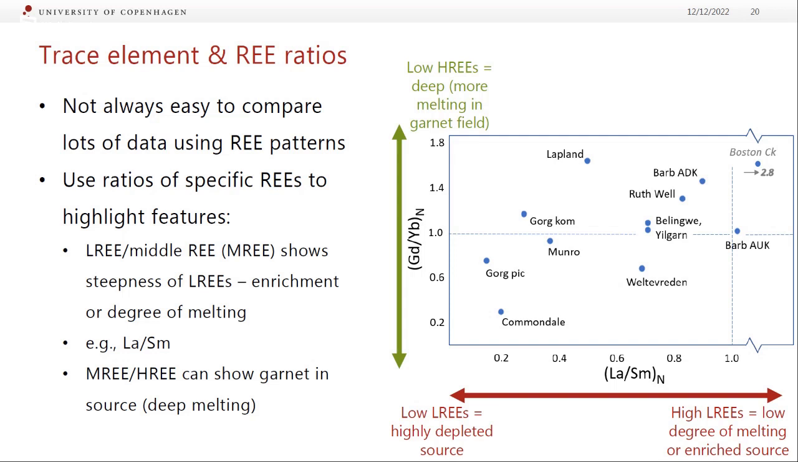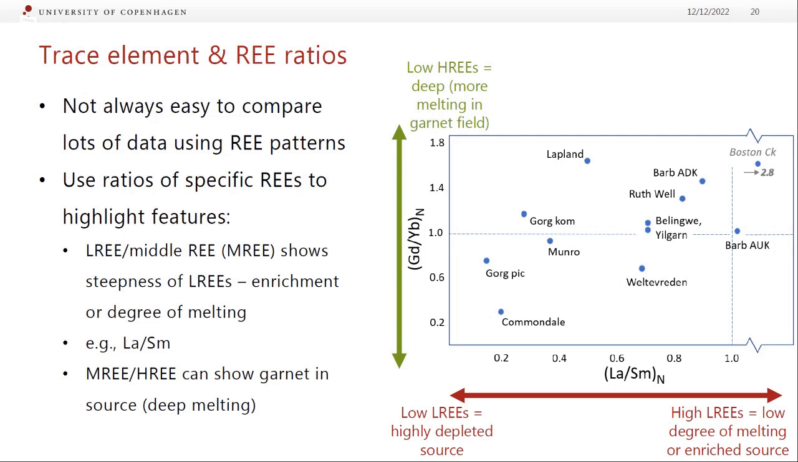So here, it doesn't matter what the rock types are, but in this corner you can see that there's very low light rare earths compared to middle rare earths, so this is telling us that the source is highly depleted. This is just like the mid-ocean ridge basalt. It's got low lanthanum compared to the middle rare earth elements. At the other end, we have high light rare earth elements over middle rare earth elements, and this means that we either have a low degree of melting or an enriched source, similar to the alkali basalt.